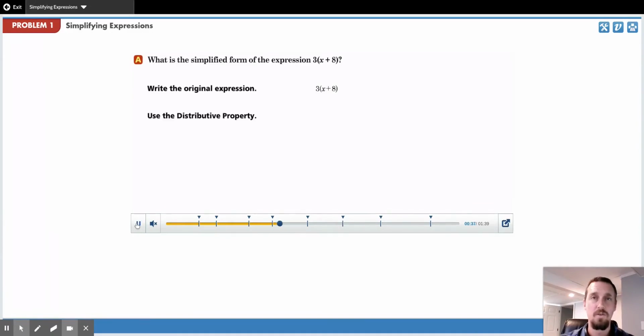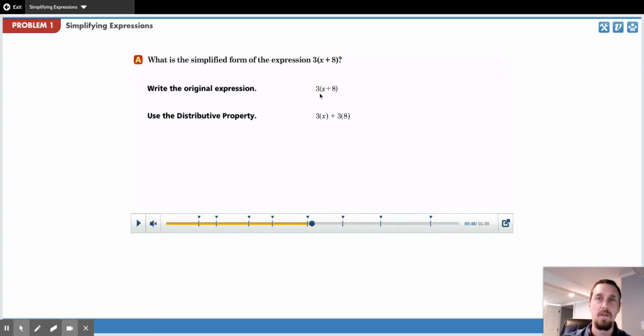Then you're going to use the distributive property. So in this case, we're going to distribute the 3 to the x, so it's 3 times x, and 3 to the plus 8. I always like to think about if we were in class together and I had a stack of worksheets and I was like, hey, will you distribute these worksheets to the class for me? Well, what would you do? You'd give everybody a worksheet.